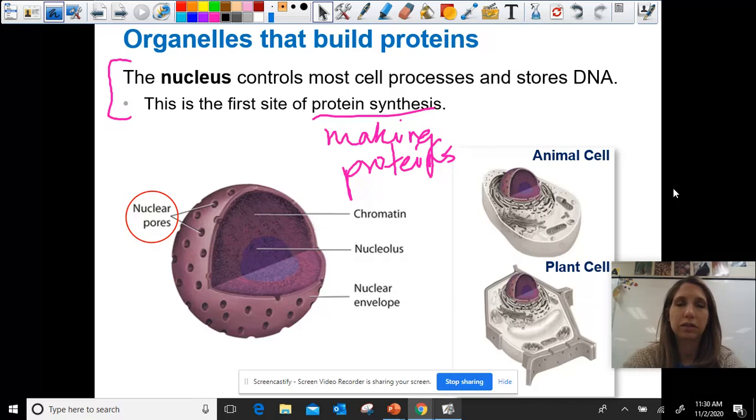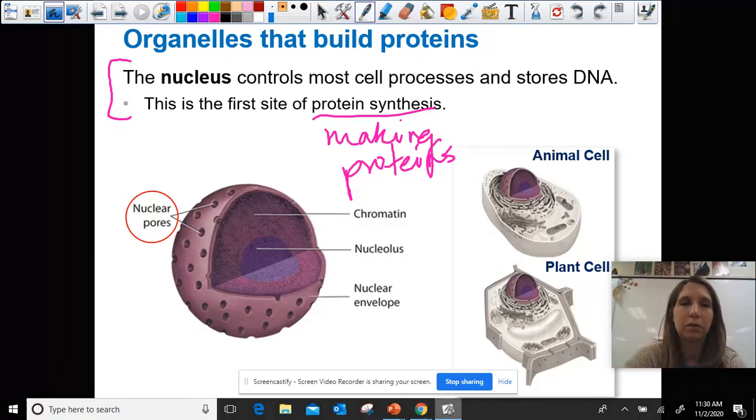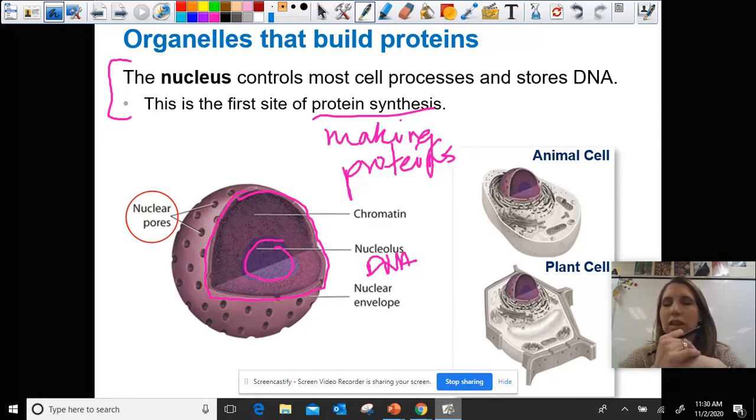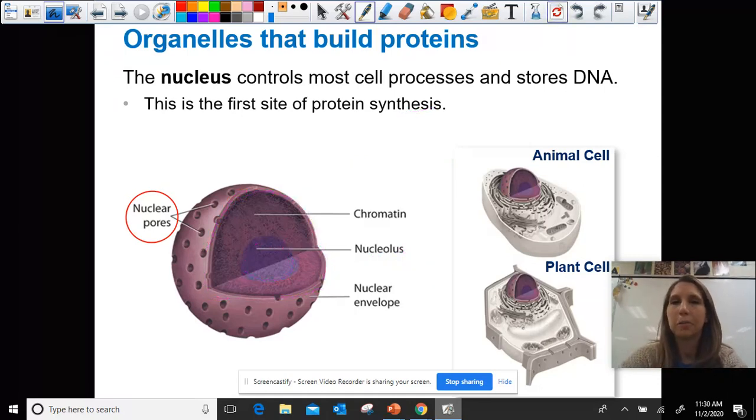In terms of the nuclear structure, we have little pores. Obviously, this is a membrane-bound organelle, meaning it has its own little membrane around it, and you can see here how it's kind of cut away. The nucleolus here is where we actually hold our DNA. Okay, and then we have this envelope or this membrane that surrounds it as an additional layer of protection. Chromatin, we'll talk about a little bit more, but chromatin is DNA condensed with histones, and that'll become more meaningful when we get to that a little bit later in February and March.